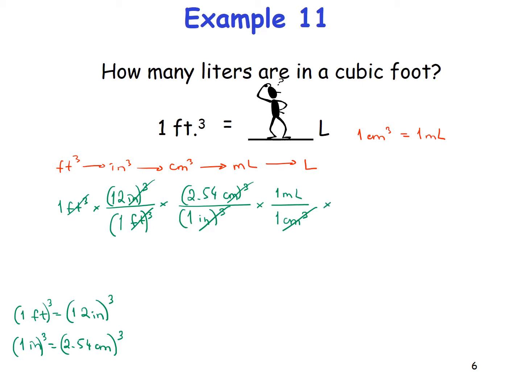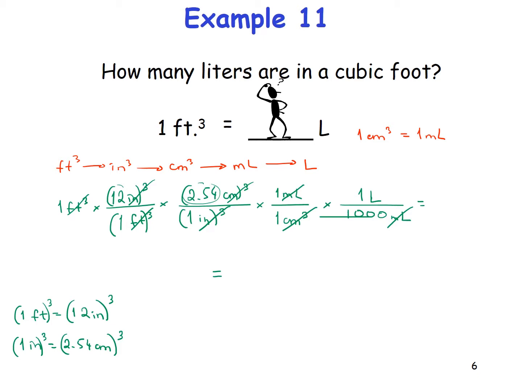So 1 cubic centimeter is equal to 1 milliliter, and this will allow us to get rid of the cubic centimeters. And finally, you see this is the transition point. Now I have switched from a cube unit to a milliliter. Here I need to write down that 1,000 milliliters is 1 liter. So I can cancel this.